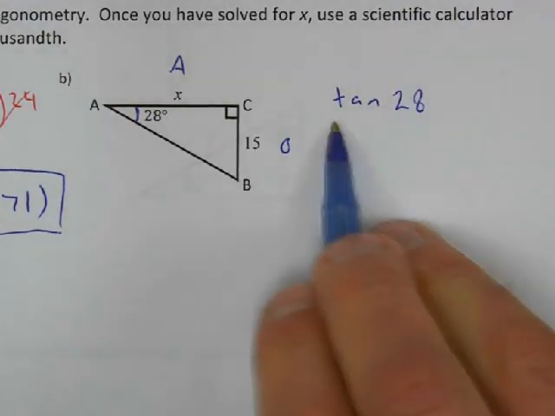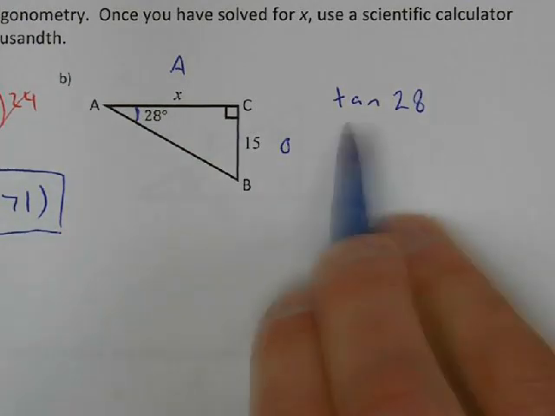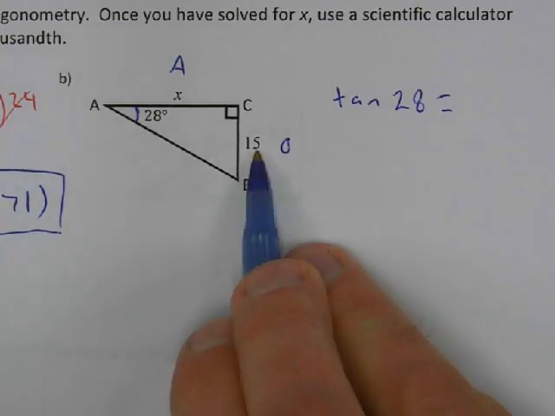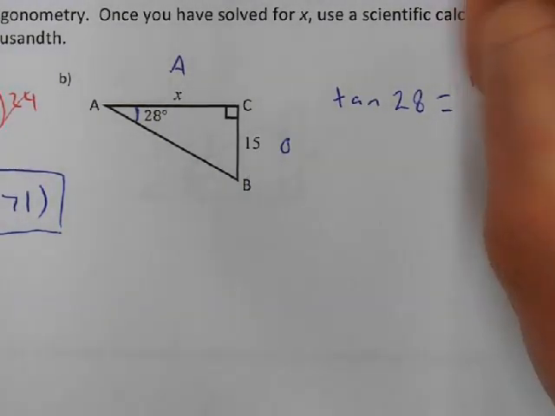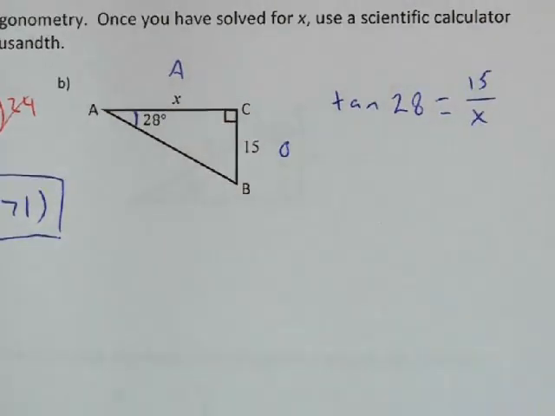And remember, what is tangent of 28 degrees? Well, it's some number, some decimal. But we're going to leave it like this because this is the exact answer. So the tangent of our angle we know is going to be the opposite side, 15, over x. Okay? All right, so then there's our equation. Now we want to solve for x.